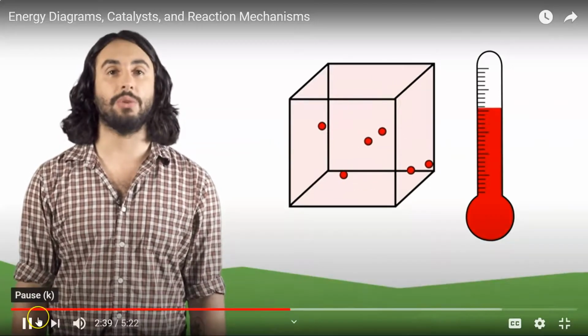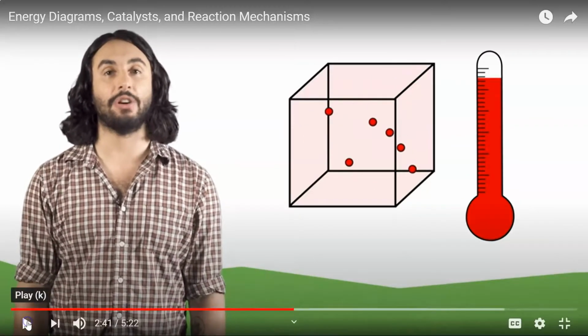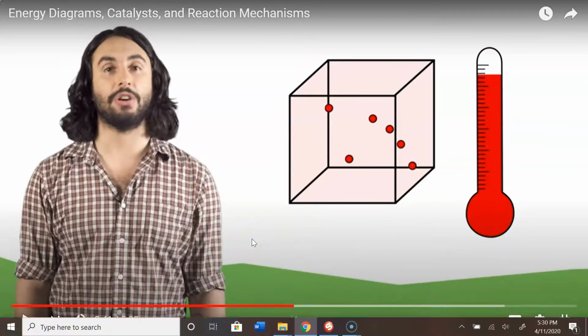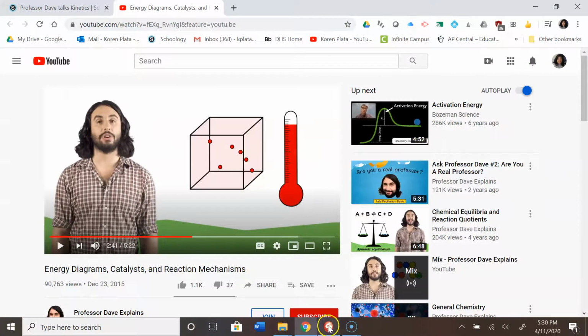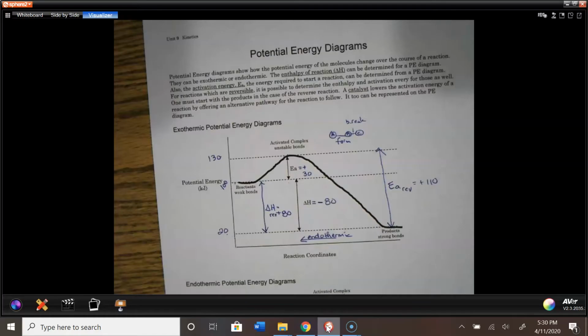In other words, one molecule of catalyst can facilitate many reactions, unlike molecules of reactant, which are used up in order to make products. We're going to pause there. Okay. We're going to go back to our organizer.